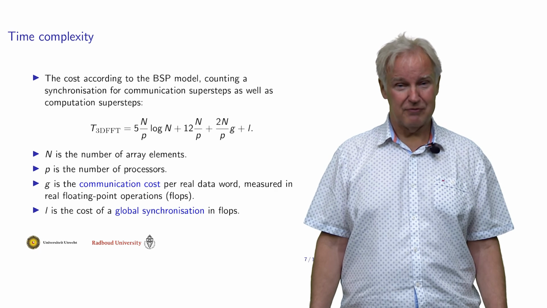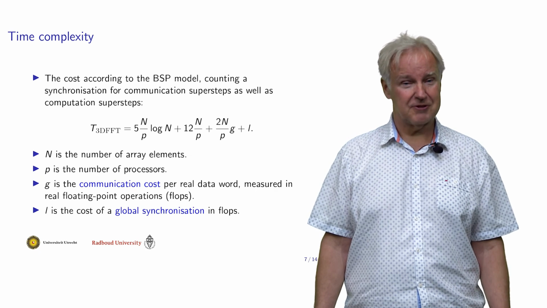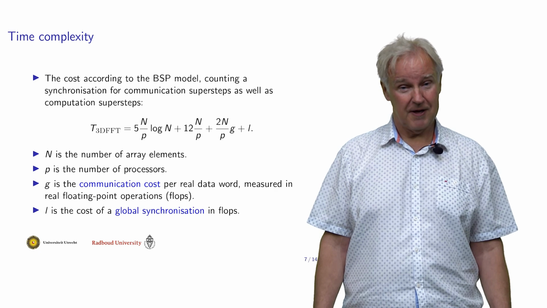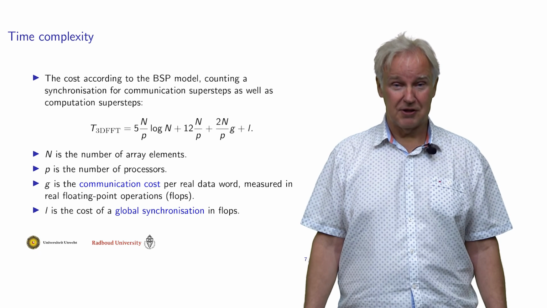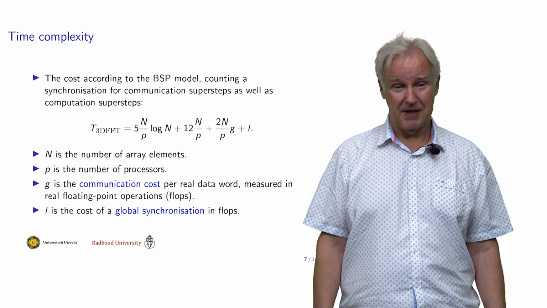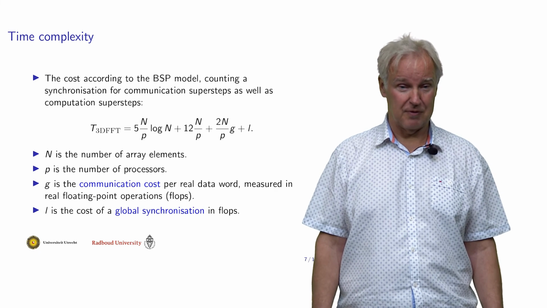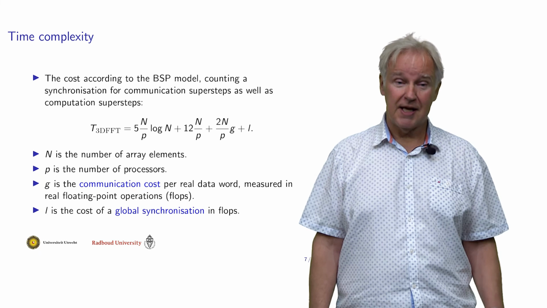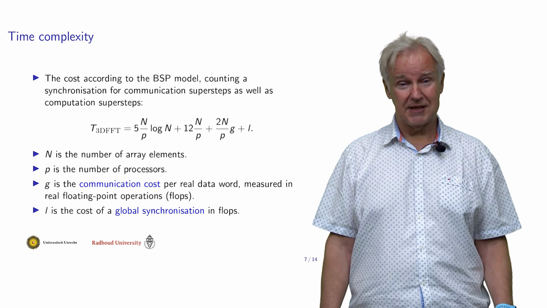We also have introduced a few extra computations, basically the twiddling that we saw, and those give a time of 12n divided by p, which is of lower order than we had for the first term. So we do have a little bit of load imbalance. Then we have the communication time.